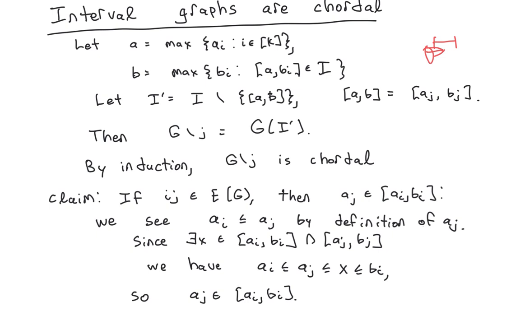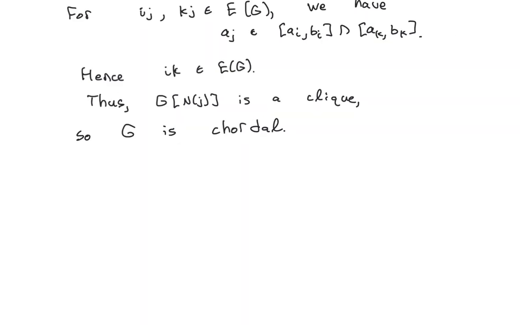and so I can conclude a_j is in the ith interval. So what I've seen is that if I have two edges to J, then little a_j is actually in the ith interval and the kth interval. And so in particular, the ith interval and the kth interval have to intersect as well, and so I get an edge between I and k. In other words, for any two neighbors of J, there's an edge between them. So the induced subgraph on the neighborhood of J has to be a clique. And thus, G is in fact a chordal graph.